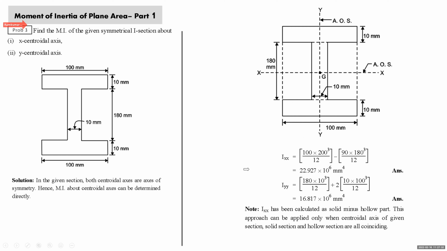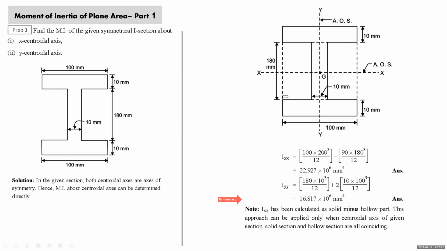When you can do solid minus hollow, I have written a note here. Can you see that? Ixx can be calculated as solid minus hollow part. This approach can be applied only when the centroidal axis of the given I section, and of the solid rectangle minus the hollow part, all coincide. So we'll take the moment of inertia about the x-axis as solid minus hollow.